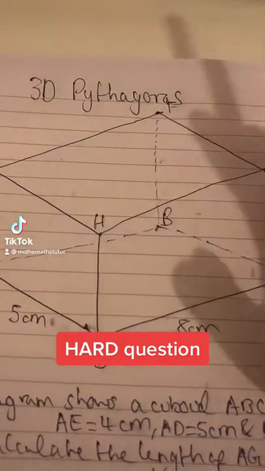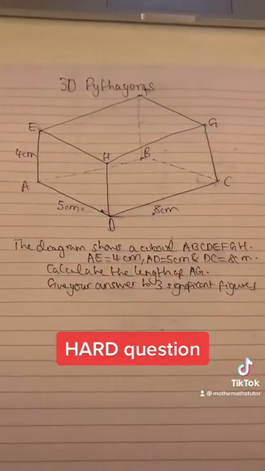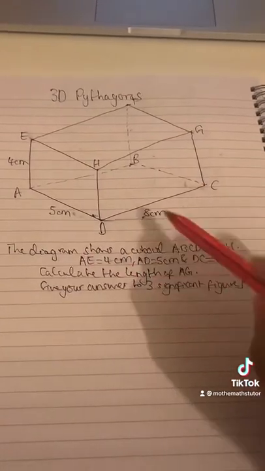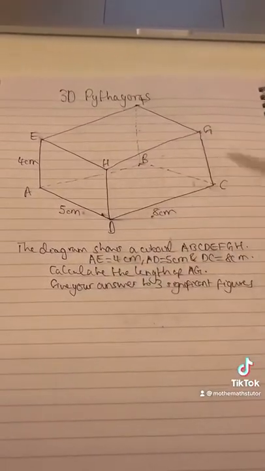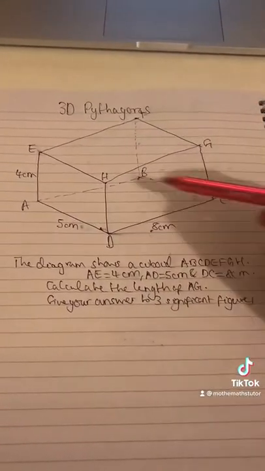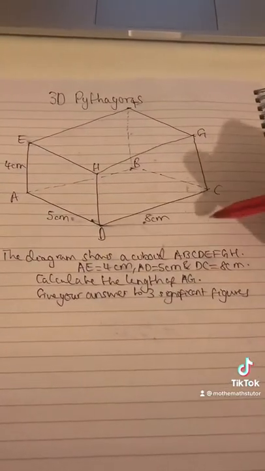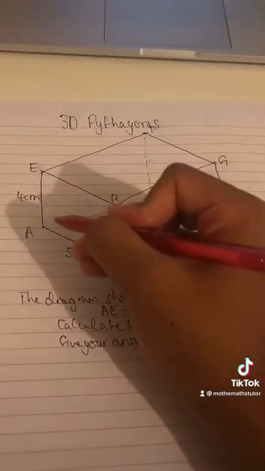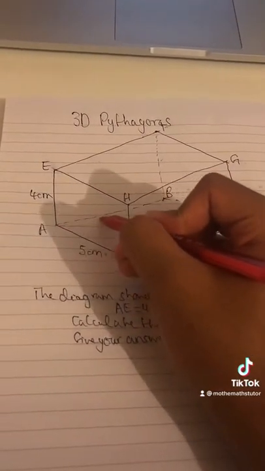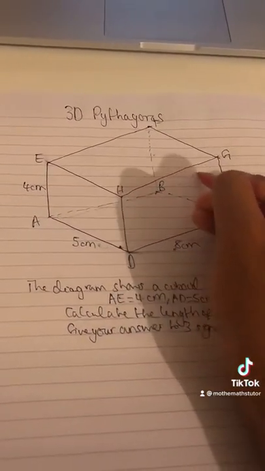So let's have a look at 3D Pythagoras and this question in particular. It says this diagram shows a cuboid ABCDEFGH with the label sizes you can see. AE is 4 centimeters, AD is 5, and DC is 8. Calculate the length of AG. What is AG? AG is this line here. I'll draw it dashed from A to G.